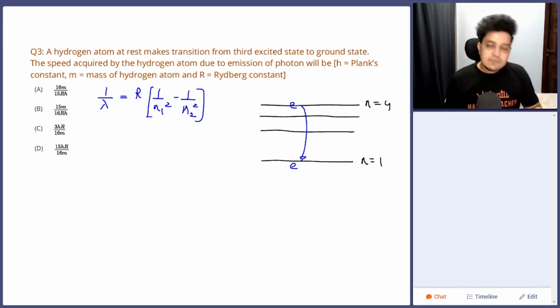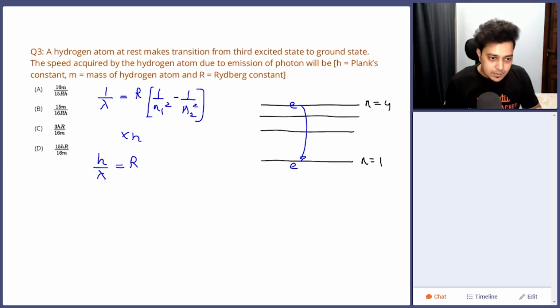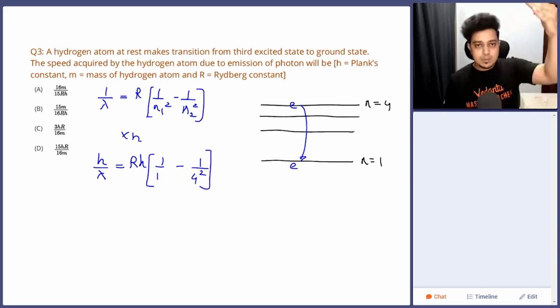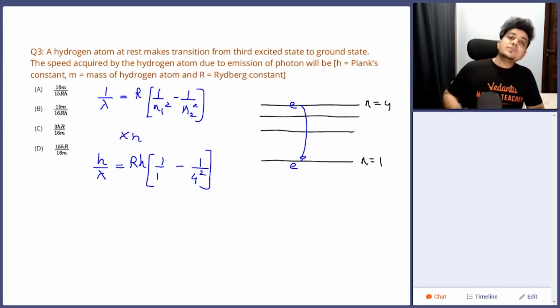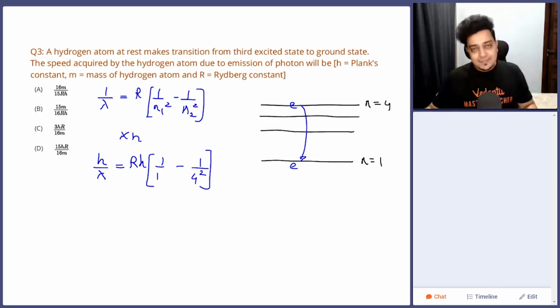Now notice that this is the wavelength of the emitted photon. If I multiply both sides by h, Planck's constant, then I get h by lambda equals R h into 1 by n1 squared minus 1 by n2 squared. I will put the n1, n2 values as well: n1 value is 1, n2 value is 4, squared. n2 is the higher orbit number, n1 is the lower orbit number. So by multiplying by h on both sides, I'm getting h by lambda. This is the momentum of the photon.